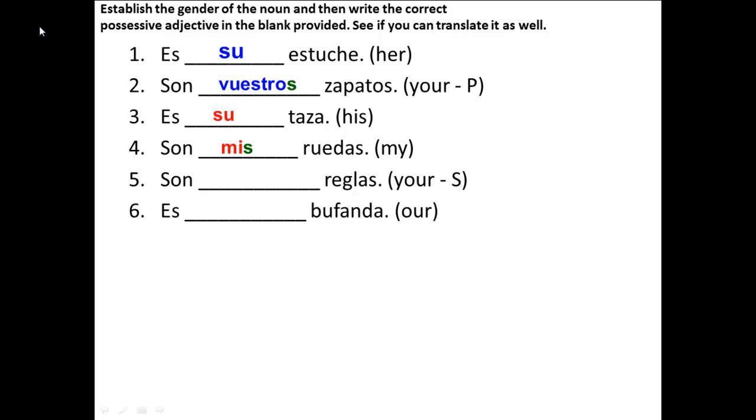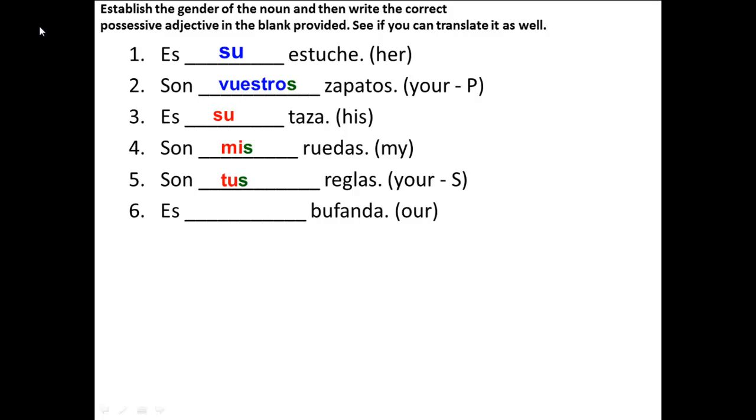Número 5. Son tus reglas. They are your rulers or your rules. Notice how the possessive adjective has an S on the end in green and is also coloured in red as well to indicate the word regla is feminine and plural, in this case with the S.